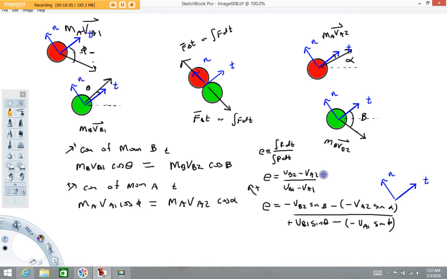So I'm going to go ahead and call that video done for now. I hope it demonstrated how to use tangential and normal directions to write equations for momentum or for impacts.